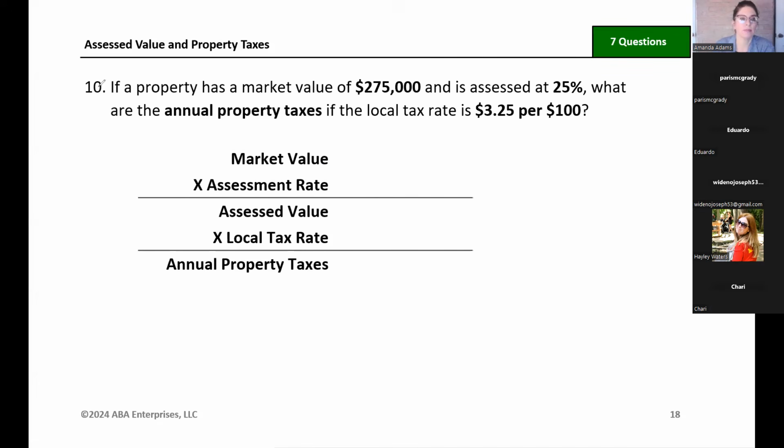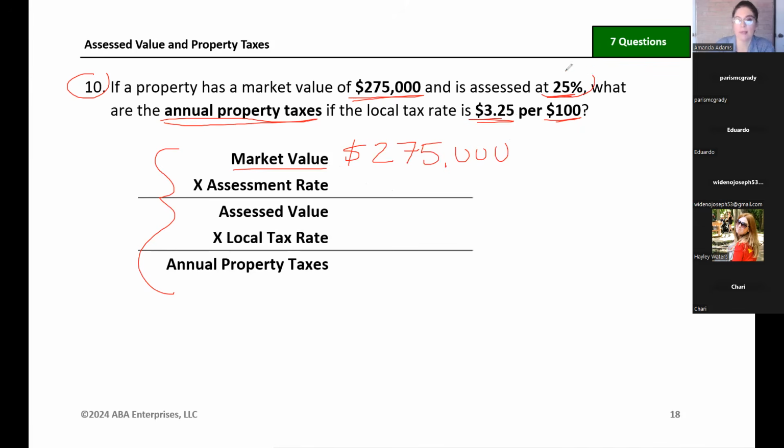Number 10 says, if a property has a market value of $275,000 and is assessed at 25%, what are the annual property taxes if the local tax rate is $3.25 per $100? Now, in case you missed this morning, these are the steps that we're going to use. Let's take the market value, the 275, and multiply that by the assessment rate. The assessment rate is the 25% right here. So multiply that times 25%.